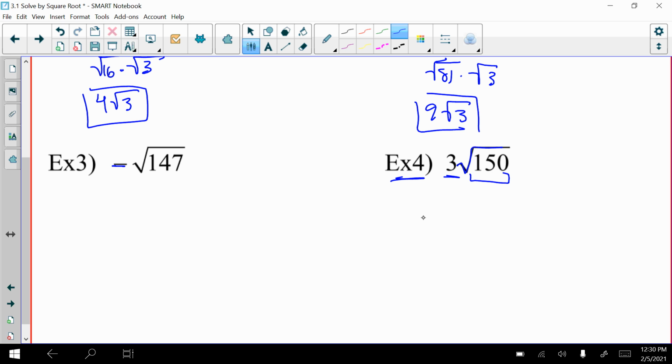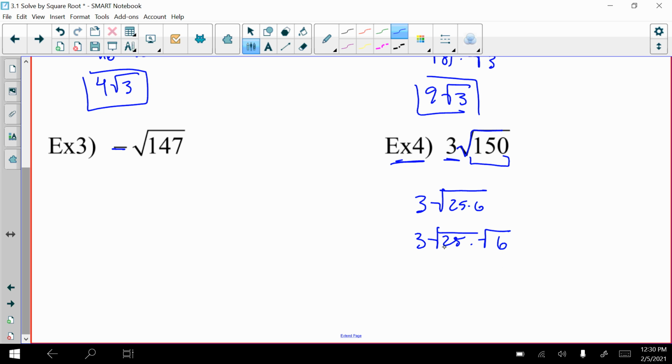25 goes into 150 6 times, so I could rewrite this as 3 times the square root of 25 times 6. And I'm just ignoring the 3. I'm keeping it with me that whole time, but I'm not really doing anything with it. So I break it up, write both of those underneath the square root. Square root of 25 is 5, so now this is 3 times 5 times the square root of 6.